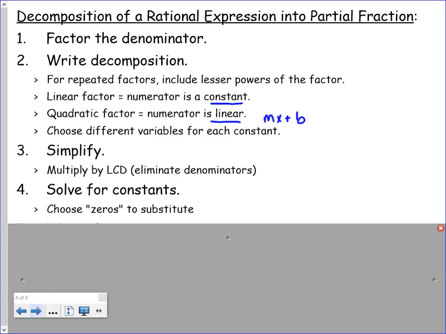You don't have to choose the zeros. If you don't choose the zeros, things won't cancel right away. Then you would be creating 2-variable systems, and after you create 2 equations, you would still have to solve a system.